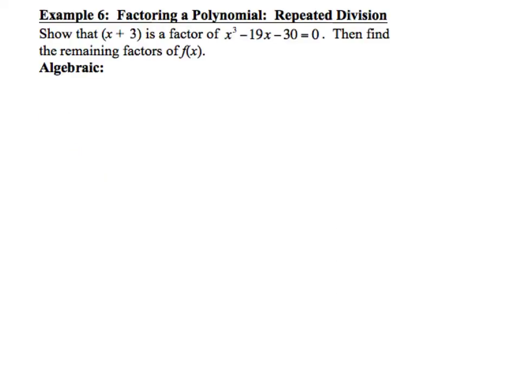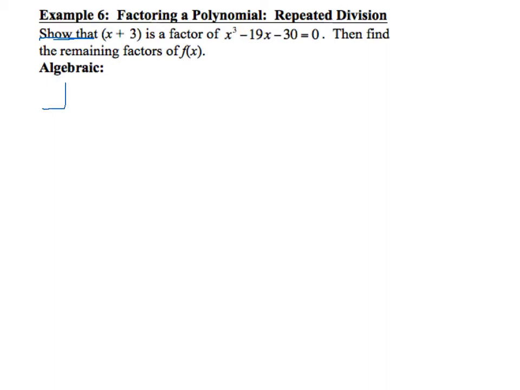So example 6 says we need to show that x plus 3 is a factor of x to the third plus negative 19x minus 30 equals 0. In this case, it says right here, show that it is a factor. So that means it is an actual factor. Algebraically, we're going to use synthetic division.